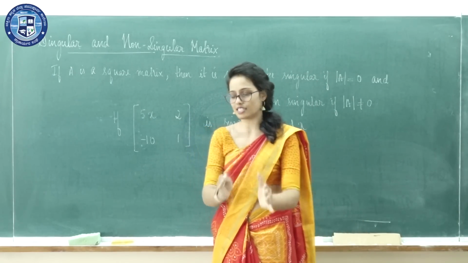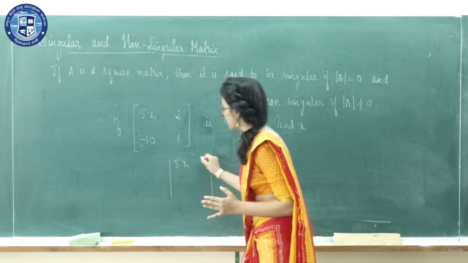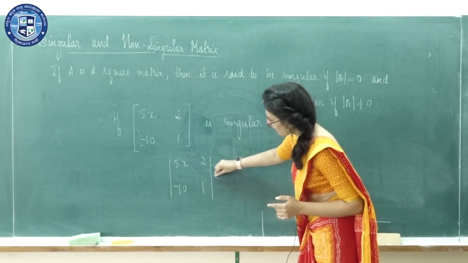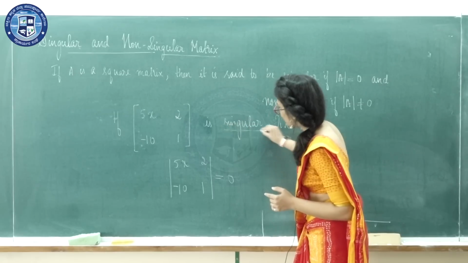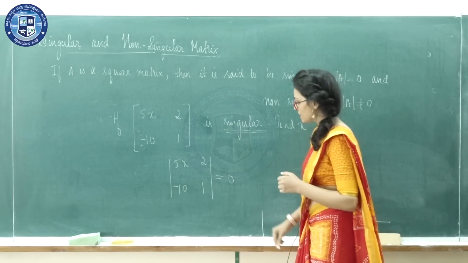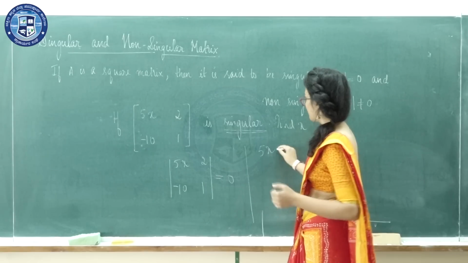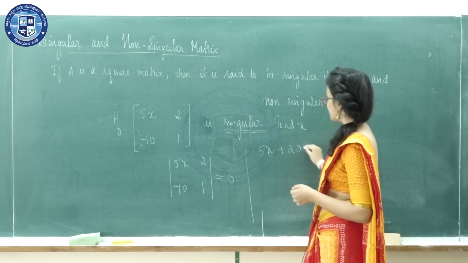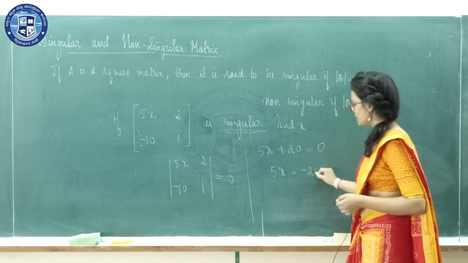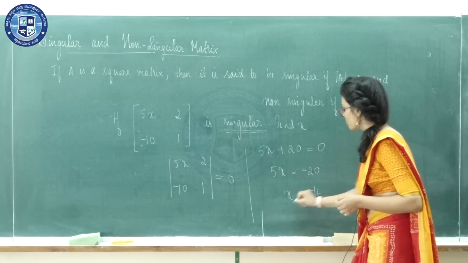the determinant is 0. So, let us find the determinant of this matrix. So, 5x 2 minus 10 1. Okay. This determinant has to be equal to 0 because in the question they have given that it is a singular matrix. So, let us find the value. So, 5x plus 20 is equal to 0. So, 5x is equal to minus 20. So, x is equal to minus 4.